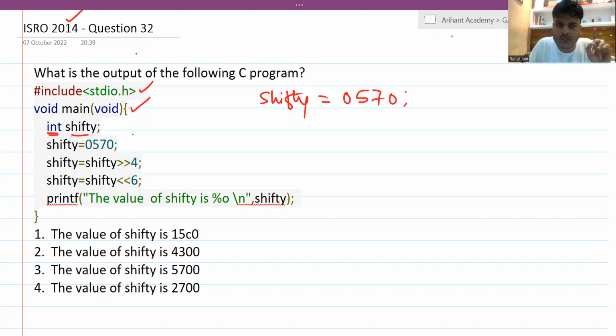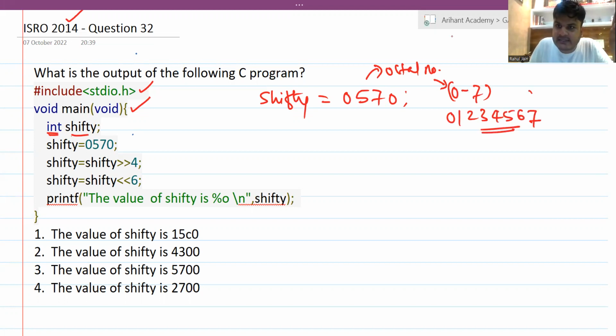Now there is one rule: if any integer number starts with 0, it means that it is an octal number. And you know the octal digit range is 0 to 7, right? 0, 1, 2, 3, 4, 5, 6, 7. So we can represent these 8 numbers using 3 bits. 3 bits are sufficient to represent all these numbers.